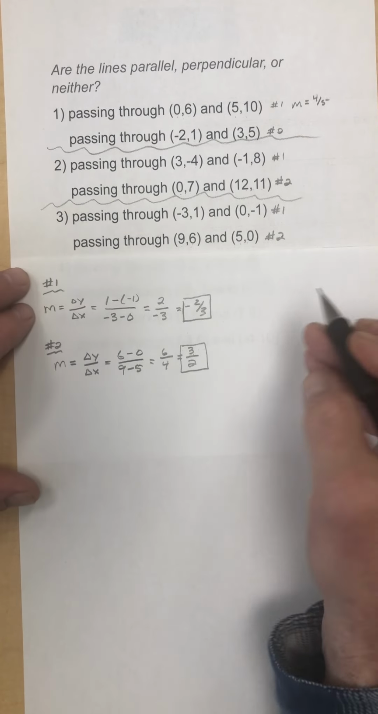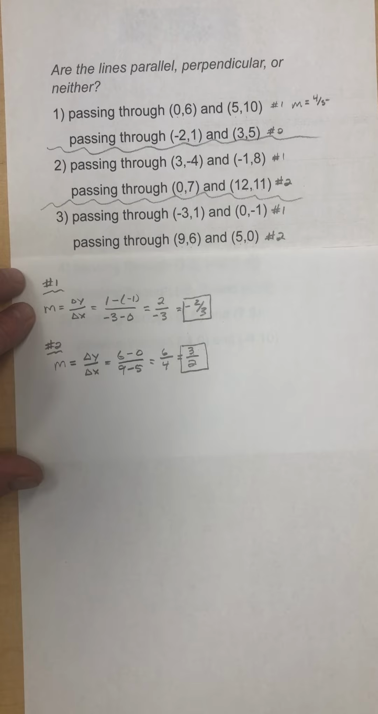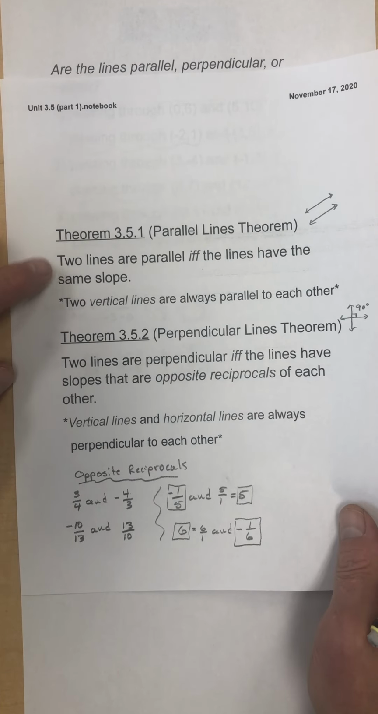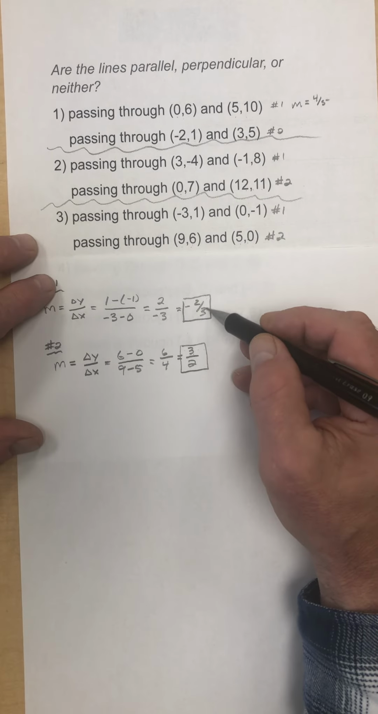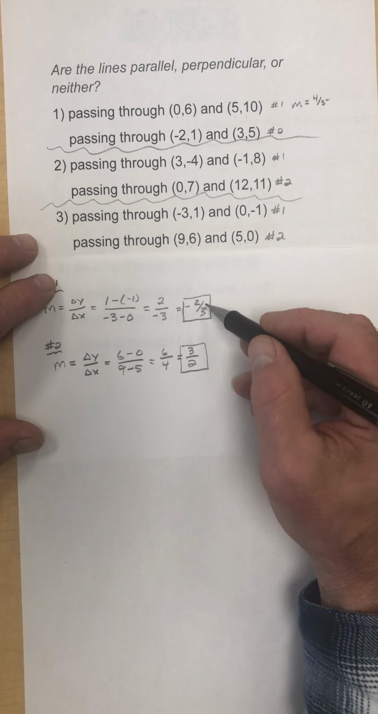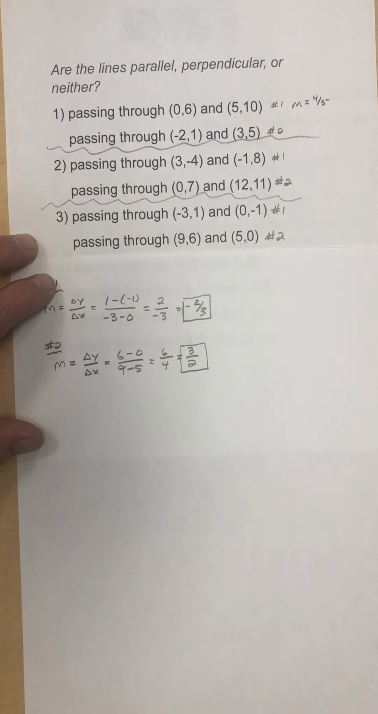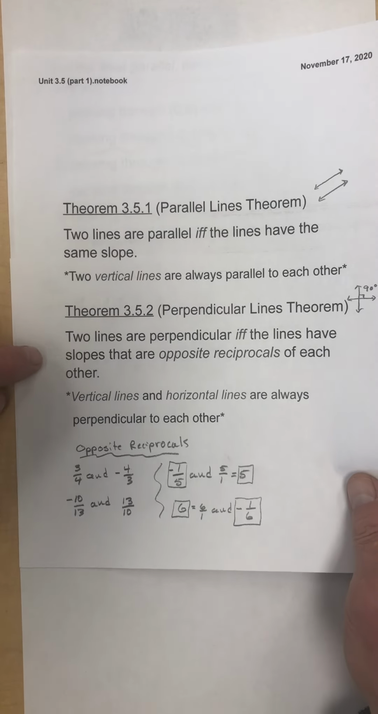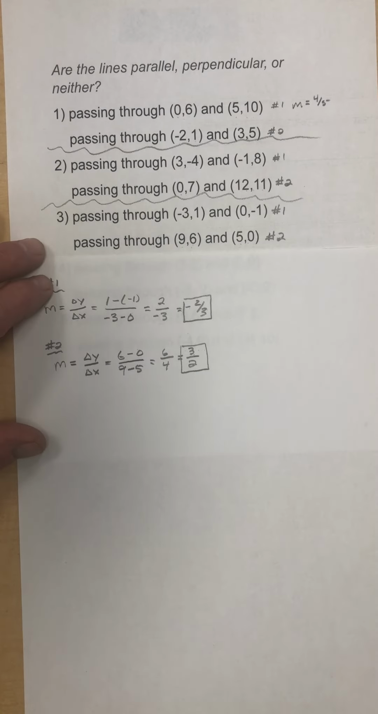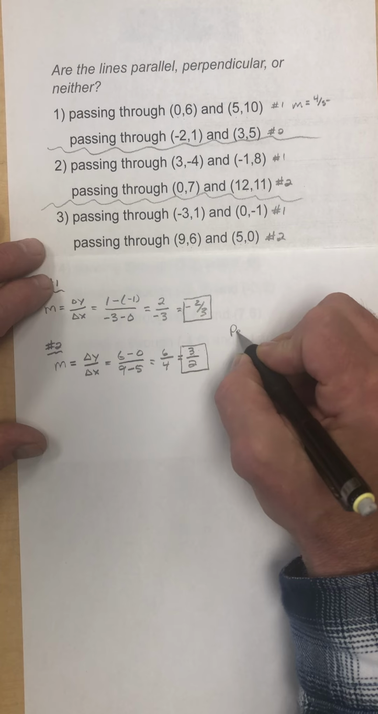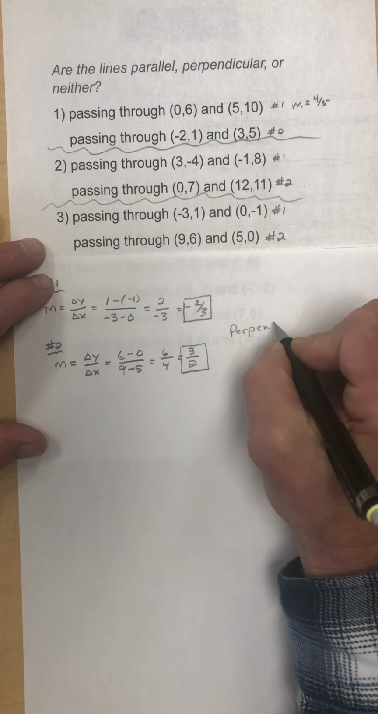And I look at these guys. Clearly they're not the same. If they were the same, then the lines would be parallel, and they're not. So we ask ourselves, are they opposite reciprocals of each other? If I take that guy, change its sign, and then take the reciprocal, I get 3 halves. So they are opposite reciprocals of each other, which means they have to be perpendicular. So these guys are perpendicular.